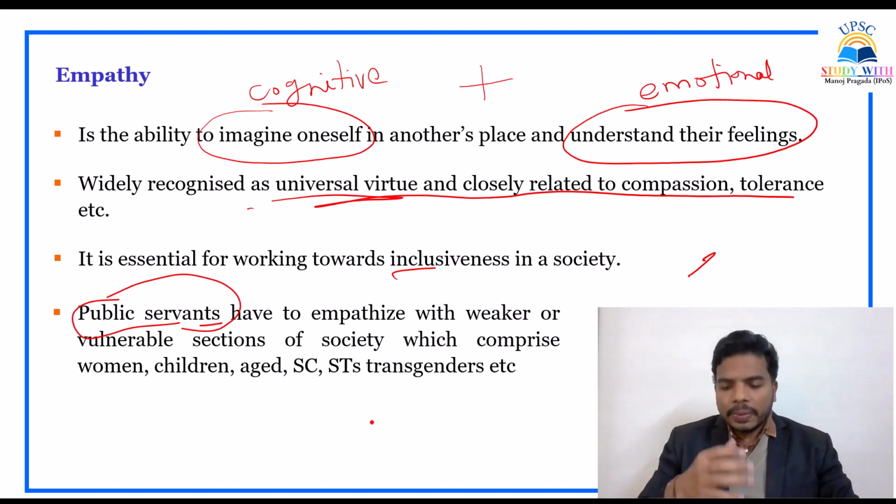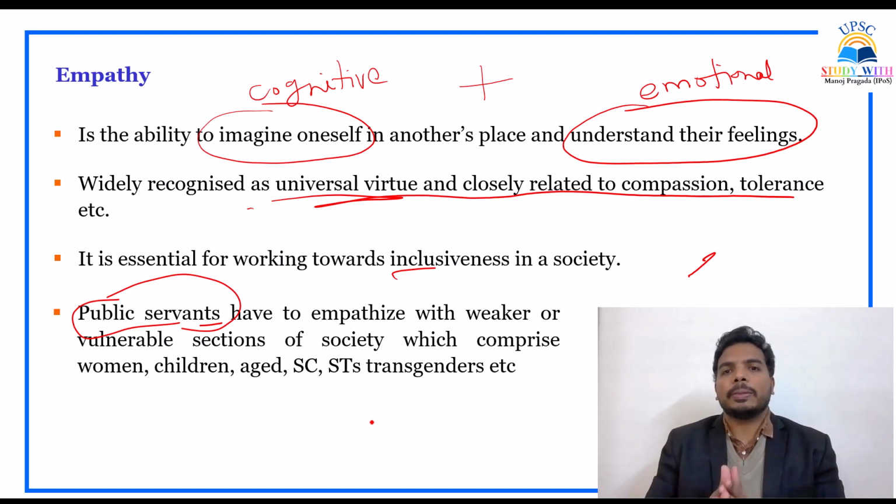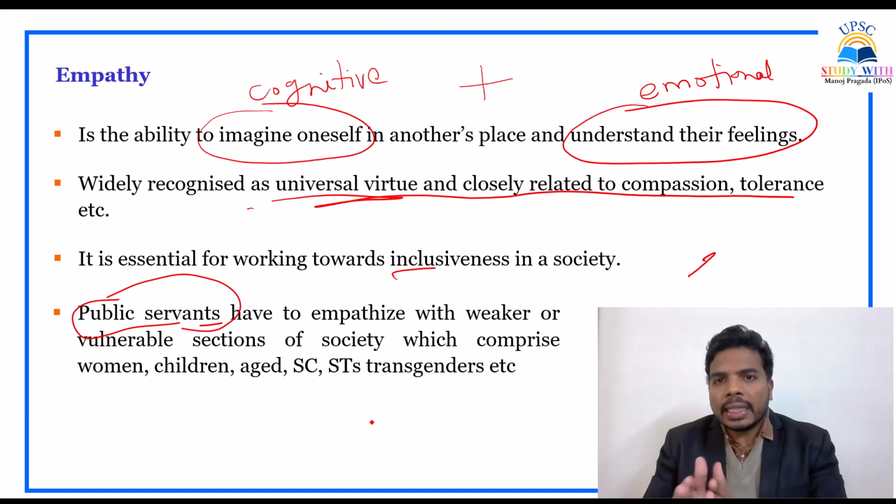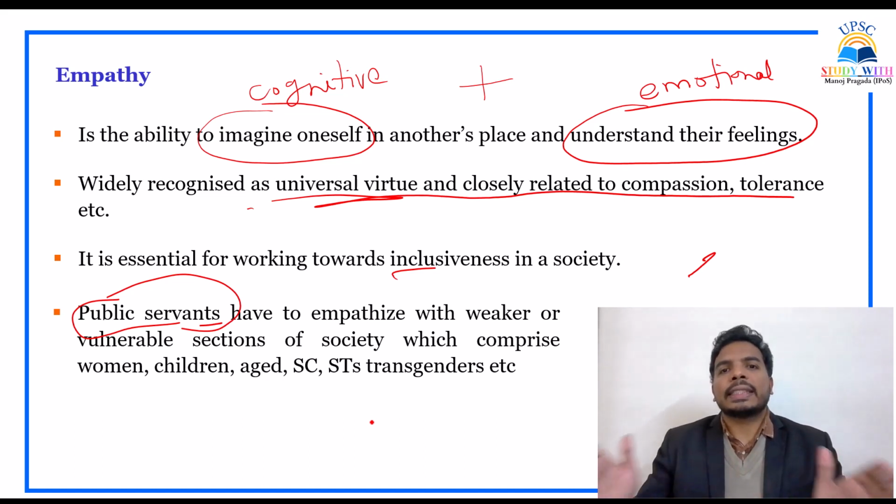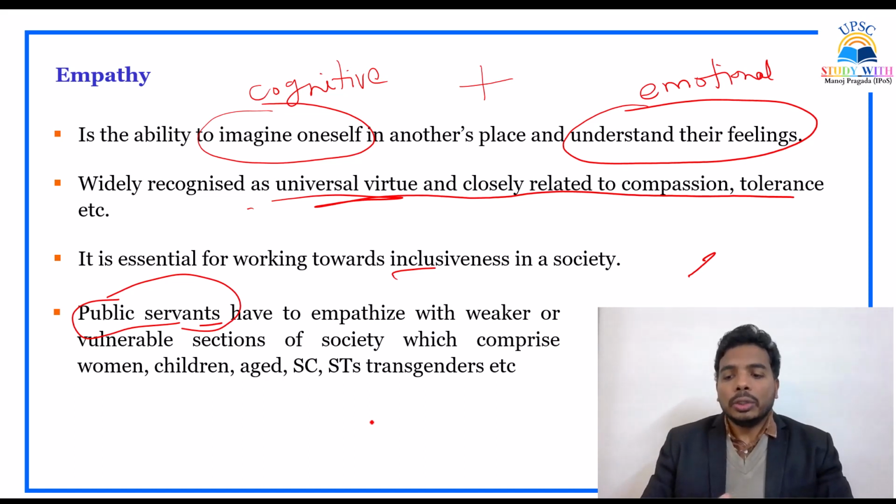For example, if a road is to be constructed, there might be some settlements where poor people are living. You need to clear those settlements for constructing the road. Then what should you do? You should give them an alternate house or some alternate arrangement. Then only you can evacuate them.